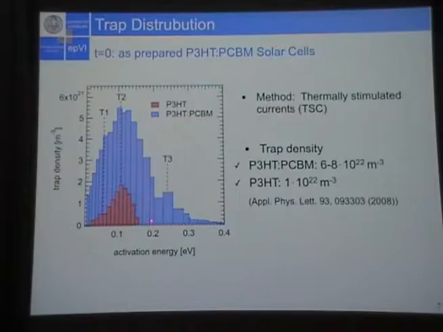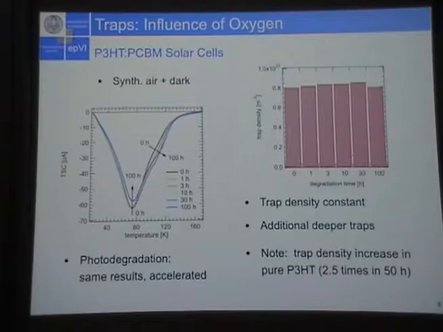By adding all these rectangles in this histogram, you get an overall trap density of around 10 to the 22 or 10 to the 23 per cubic meter, which is much higher. But this is time zero, just a fresh device. Let's see what's going on if you perform degradation.